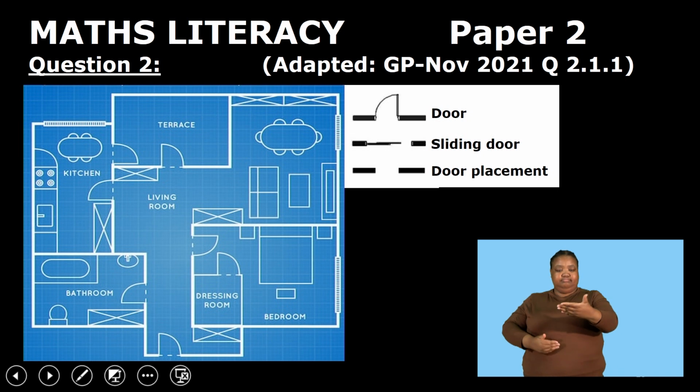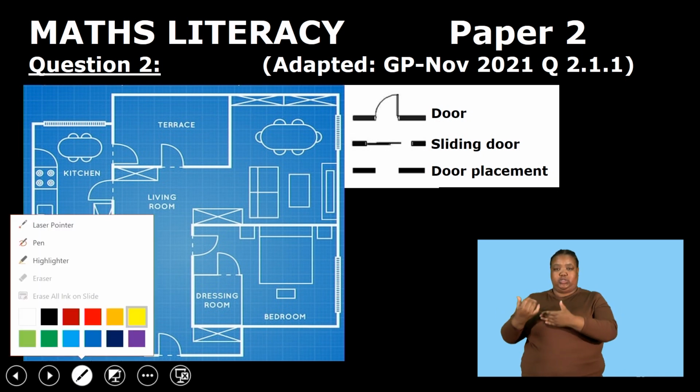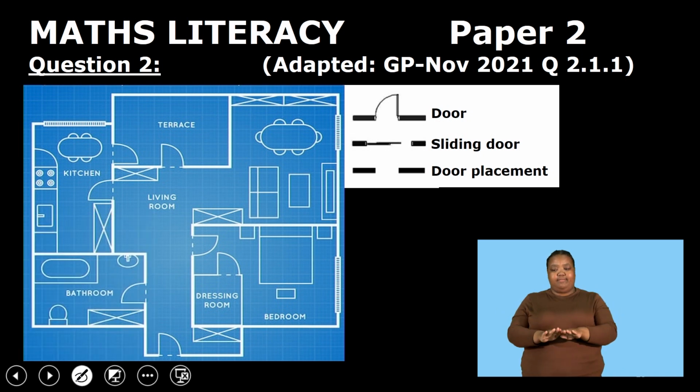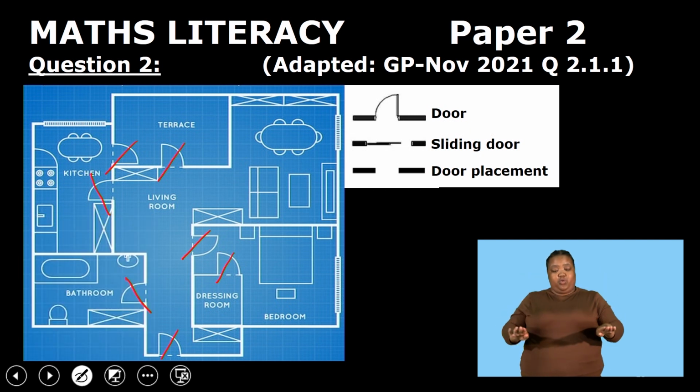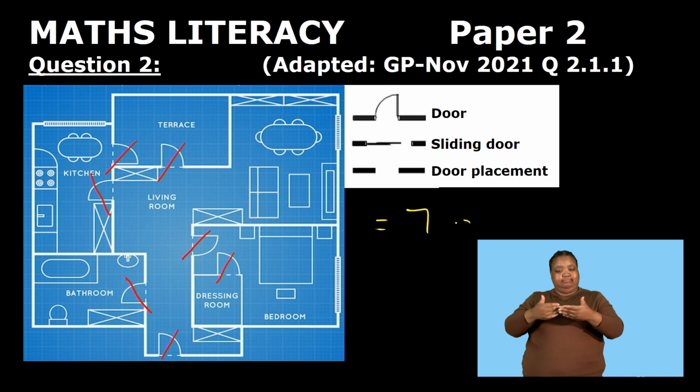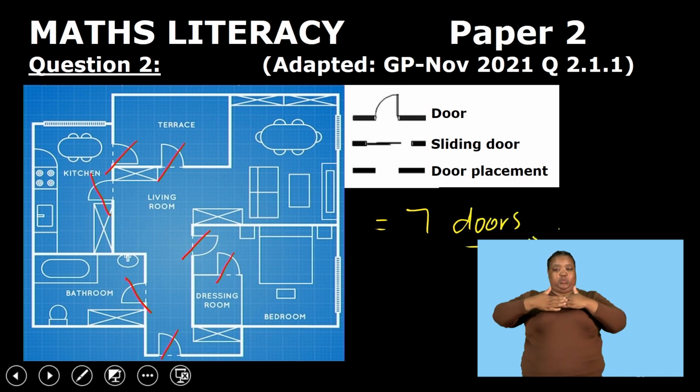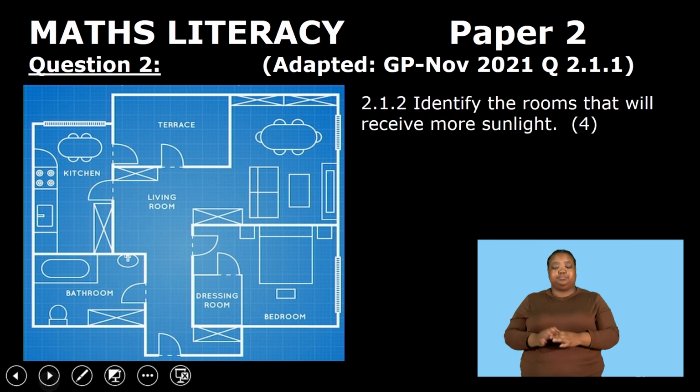So let's check our floor plan. We are determining the number of doors. The first door would be 1, 2, 3, 4, 5, 6, 7. So the number of doors that appears on this floor plan would be 7. So we have 7 doors. Then moving along to the next question.